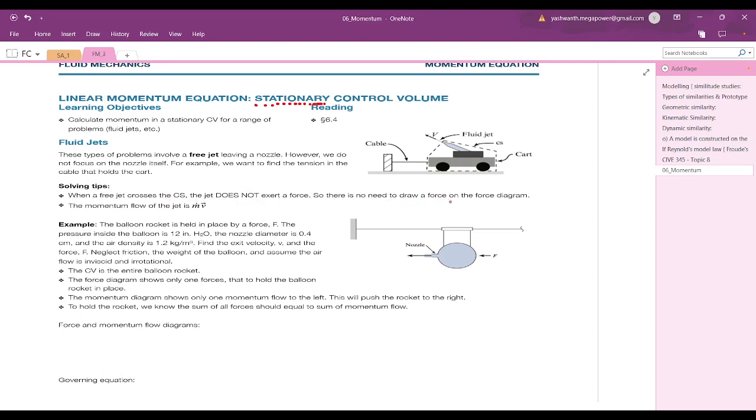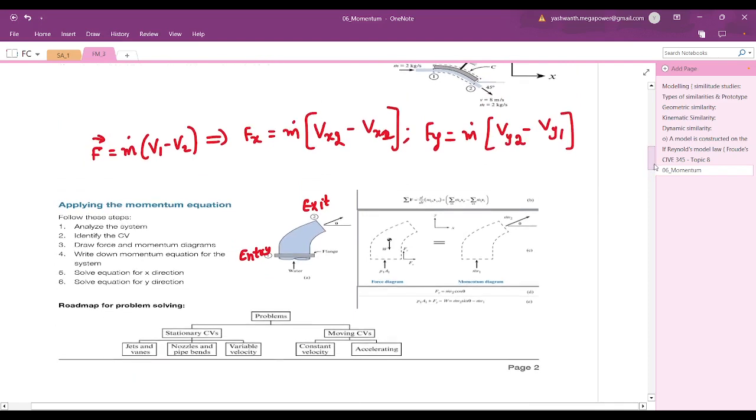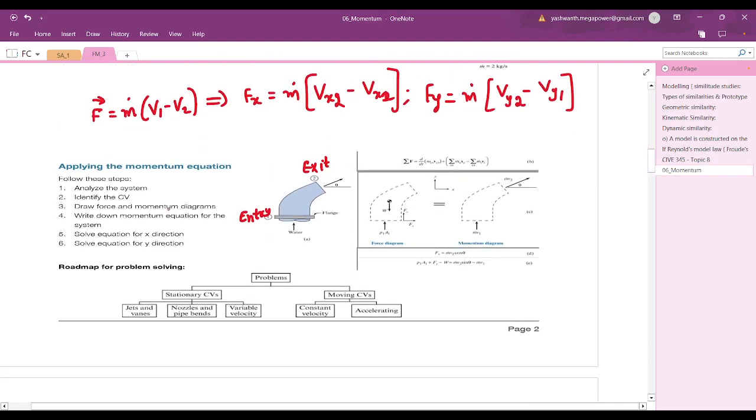It means here, in the generalized discussion of solving the problem, the third step is to draw the force and momentum diagram, right? But here, when the free jet is leaving the control surface, that jet will not exert any force. Therefore, no need to draw the force diagram. Please make a note of it.